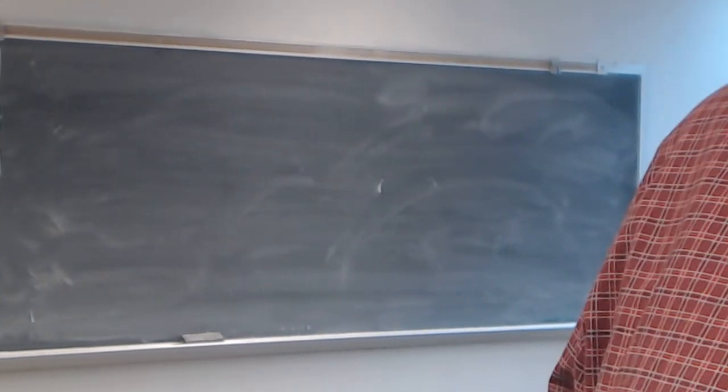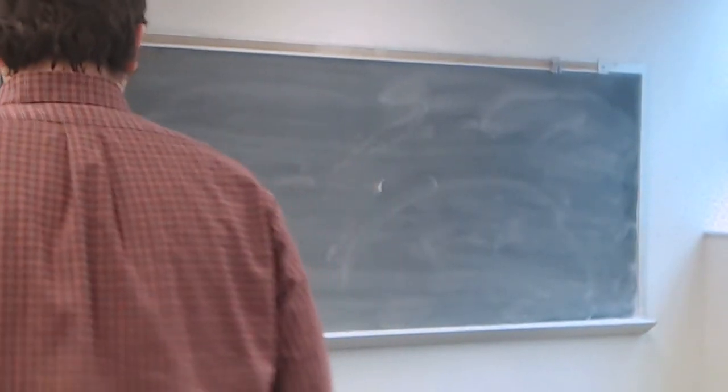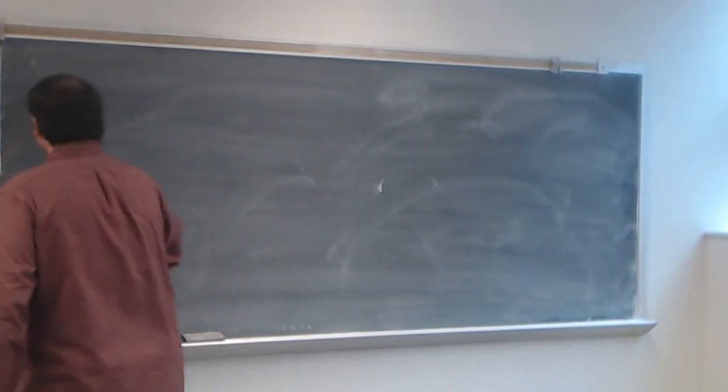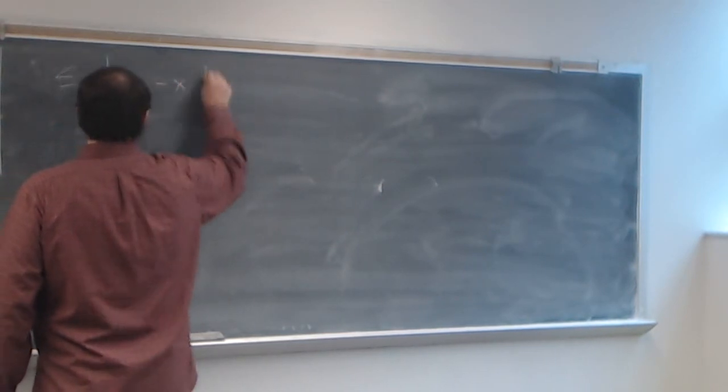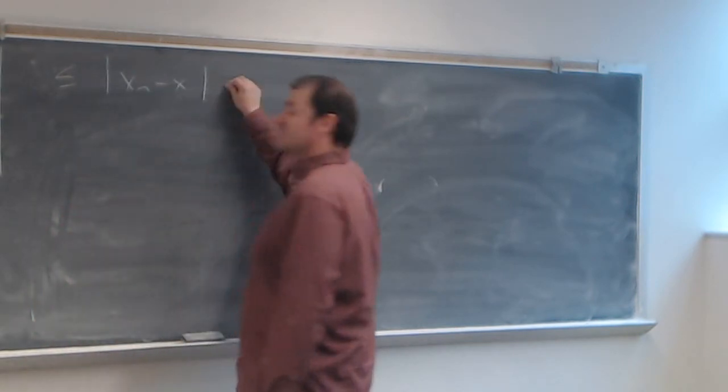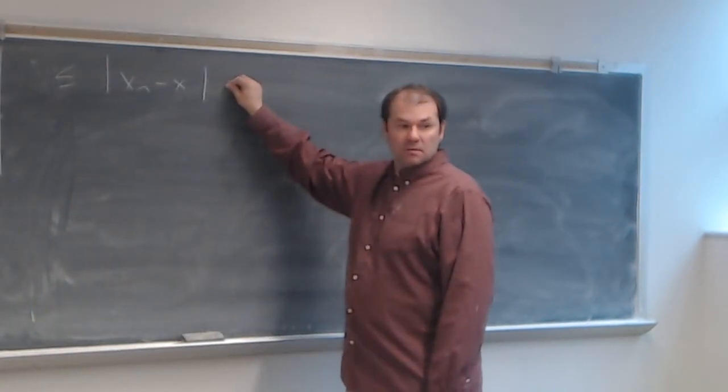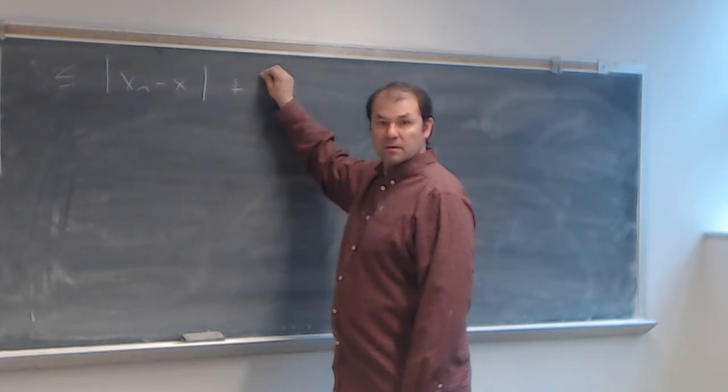Okay, so you tell me what to write. I think you guys got the right idea, but you tell me what to write. How about it, Audrey, you tell me the first thing to write. Is less than or equal to the absolute value of x of n minus x. Okay, and I stop there. Now, what symbol do I put next? Plus. And then what do I write?